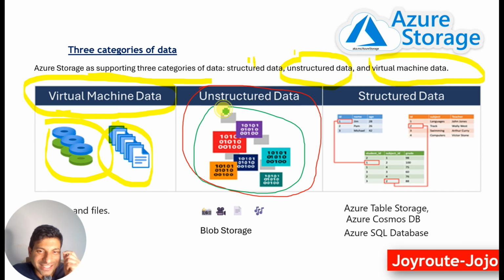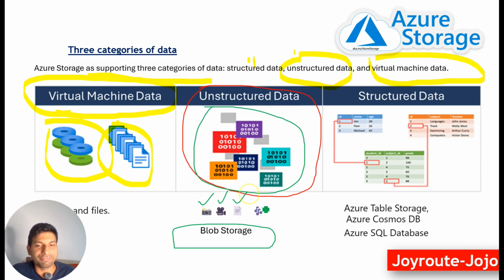The other one is called unstructured data. Unstructured data is blob storage, where you can store your photos, videos, PDF files, music, audio files, whatever doesn't have a structure. Those data can be stored in Azure Storage. And the third one is structured data. It is easier to understand it like a SQL database, Cosmos DB, or Azure Table Storage, which have a structure. A table and a database have a structure, so that kind of data is called structured data. All three kinds of data can be stored in Azure Storage.